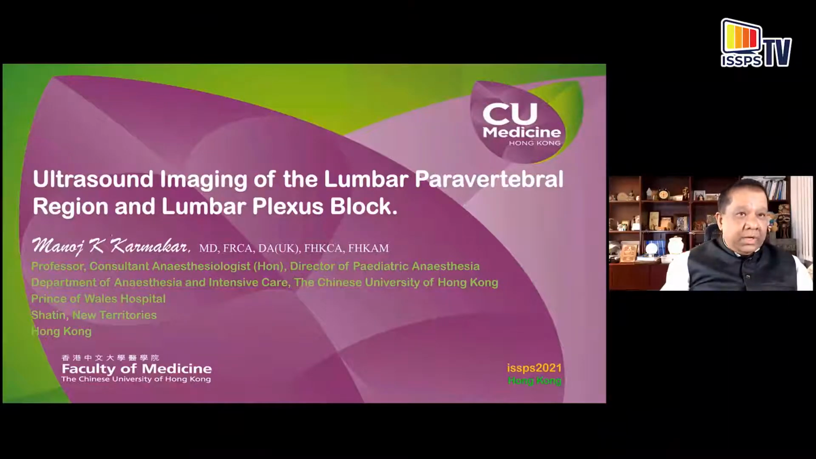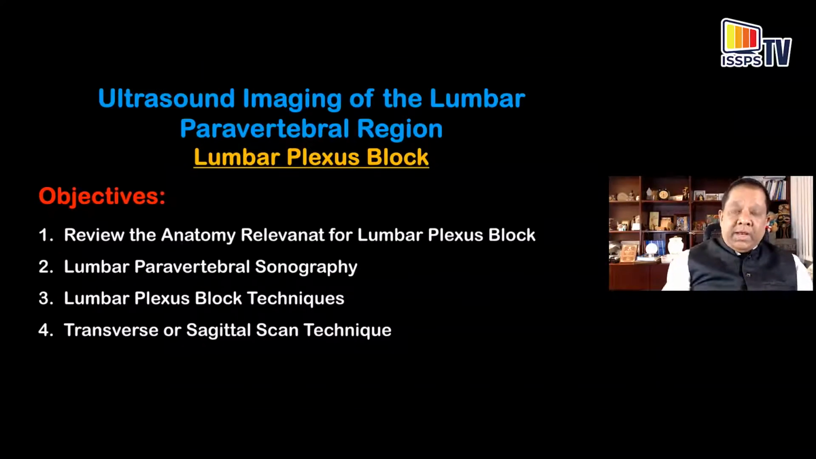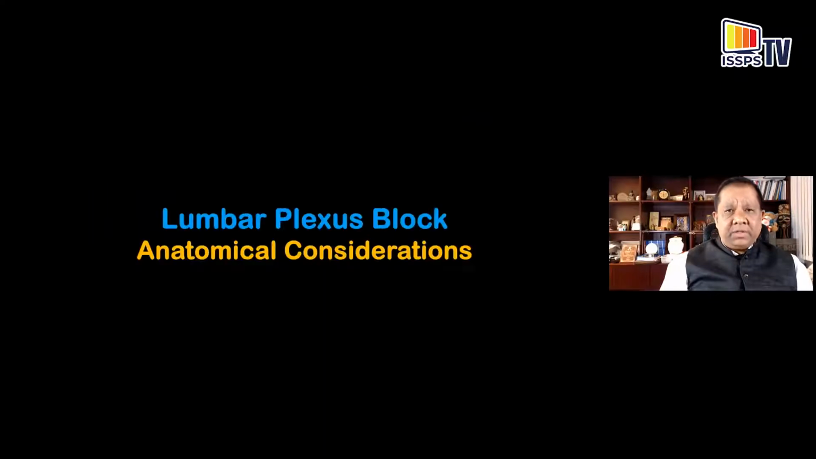So now that I'm dealing with the lumbar plexus and ultrasound imaging of the lumbar paravertebral area, my objective is to review the anatomy relevant for lumbar plexus blockade. Then I'll demonstrate to you how to perform a lumbar paravertebral sonography. Then we'll discuss a little bit about the different lumbar plexus block techniques that are available today and whether you should be using the transverse or the sagittal scan techniques based on the available evidence.